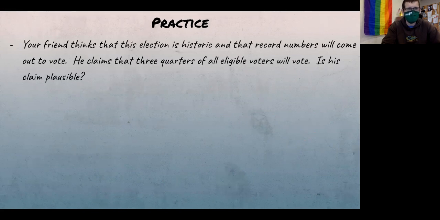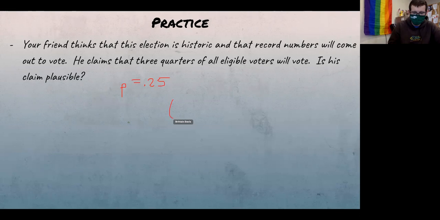Is his claim plausible? The way we discuss plausibility in this sense is, of course, if 3/4 of eligible voters are going to vote, then that means he's predicting we're going to get a true proportion of 0.25. This is based on our previous work we did. We were estimating the proportion that won't vote. So he's saying it's going to be 0.25.